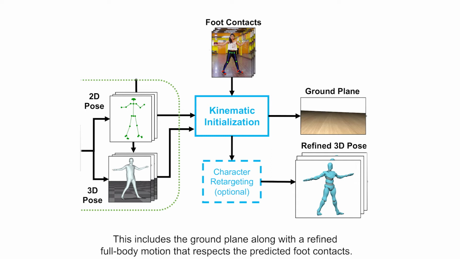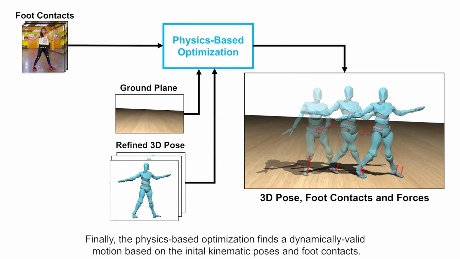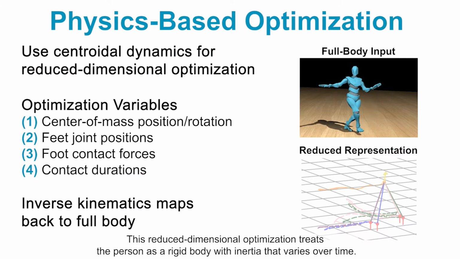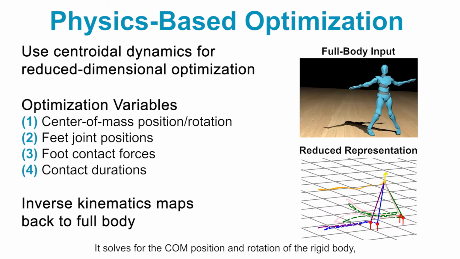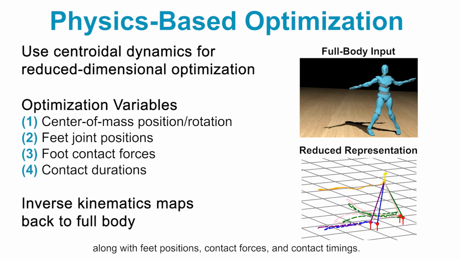The kinematic optimization estimates the inputs for the following physics-based step. This includes the ground plane, along with a refined full-body motion that respects the predicted foot contacts. Finally, the physics-based optimization finds a dynamically valid motion based on the initial kinematic poses and foot contacts. This reduced dimensional optimization treats the person as a rigid body with inertia that varies over time. It solves for the center of mass position and rotation of the rigid body, along with feet positions, contact forces, and contact timings.